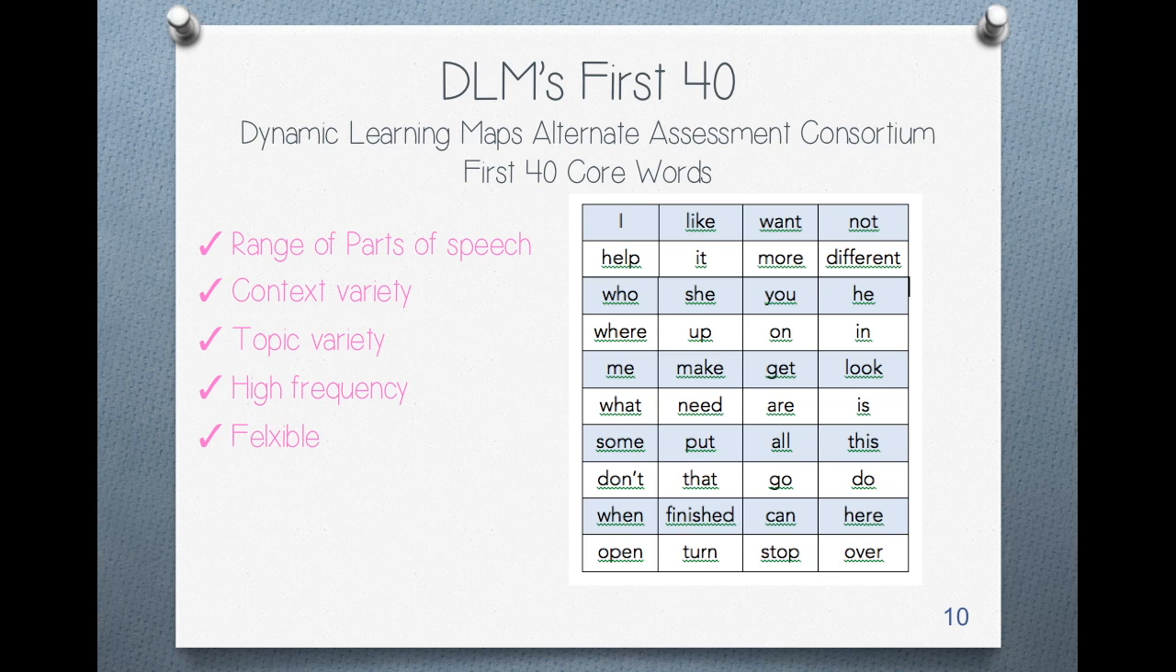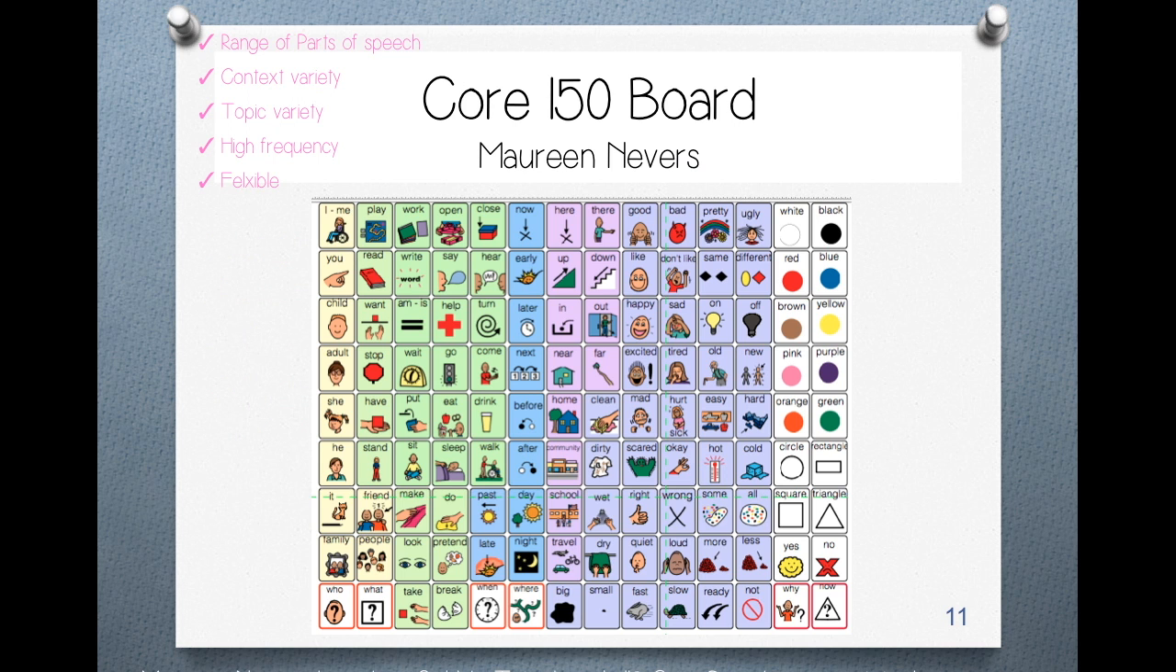So here are a couple of examples of core communication boards. The first one is from the Dynamic Learning Maps Alternate Assessment Consortium, and they have selected the first 40 words for their display, and you'll find in the resources documents much more information about this first 40, but you can see that it does meet the criteria for a core-based communication display. Here is a board of 150 core symbols that I created, and again you can see that it meets the criteria for a board that is core-based.